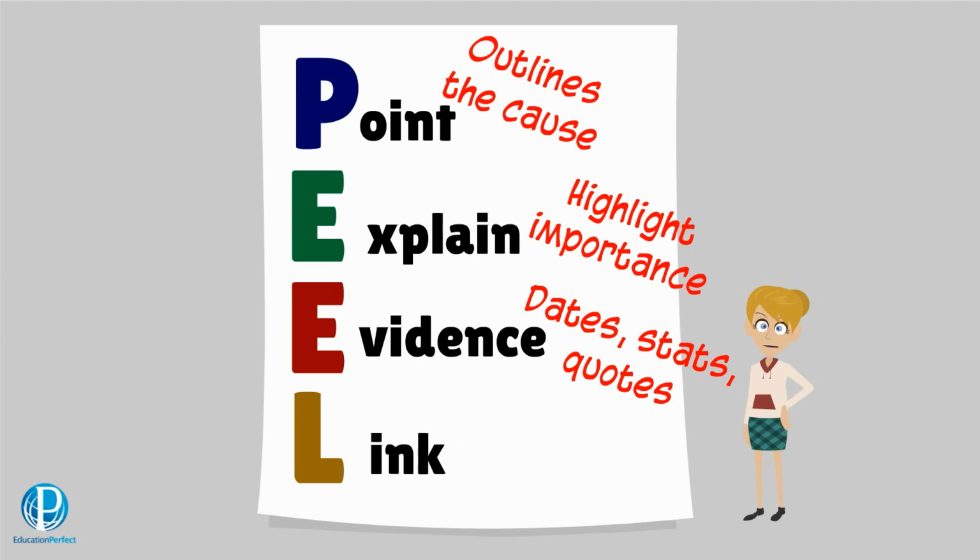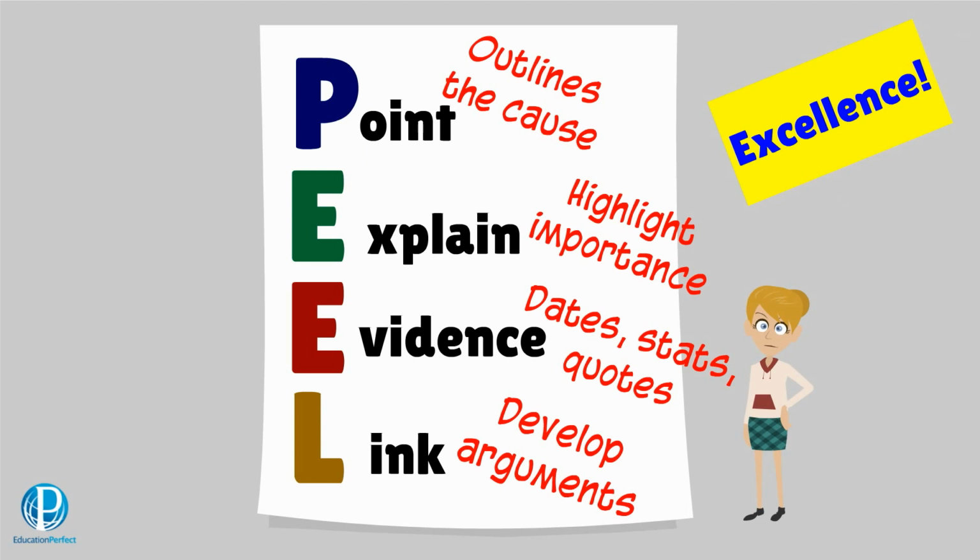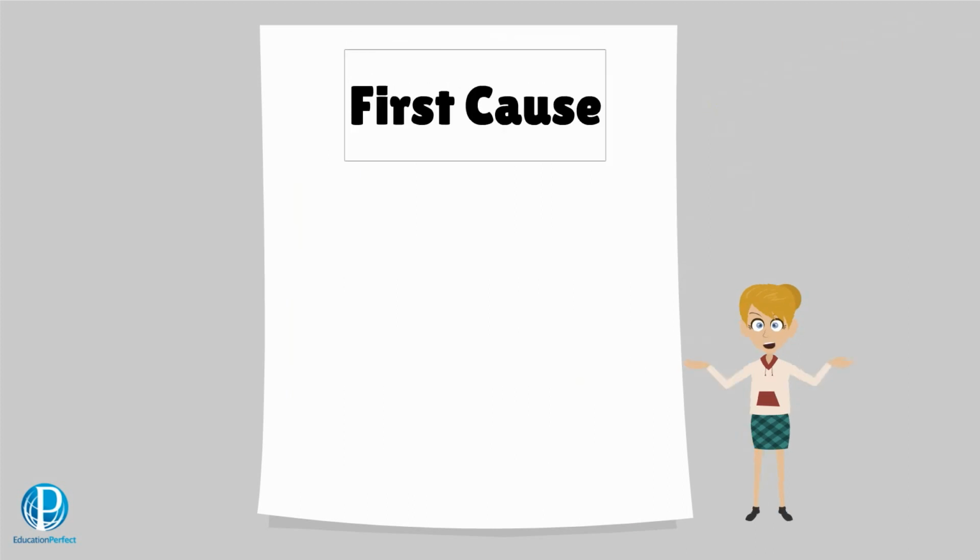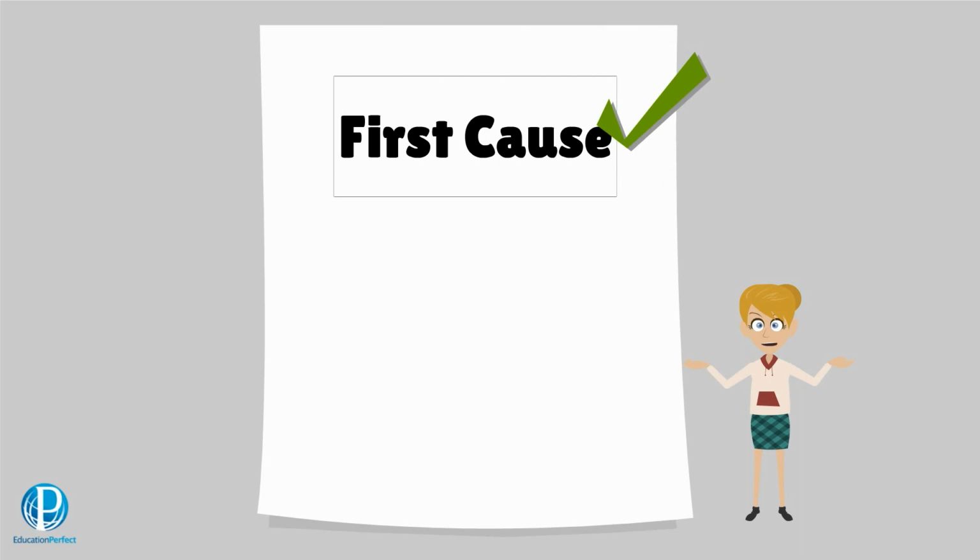Finally, you must link your paragraph back to the essay question so the assessor can tell that you're really answering the question. Here you will also develop your arguments. Remember, this involves recognizing the complexity of your causes. That's how we're going to reach those excellence grades. And that's 1 paragraph complete. We will use this structure for your next causes as well.